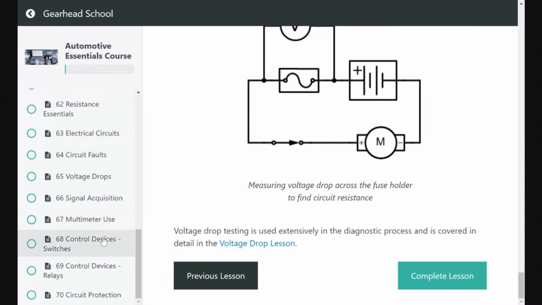And then we get into control devices like switches and relays. This is on switches, that's on relays, and then I think I finish up with circuit protection. We talk different types of cylindrical fuses, bladed fuses, fusible links, circuit breakers. So as you see my style, I break everything down to very digestible chunks of information.